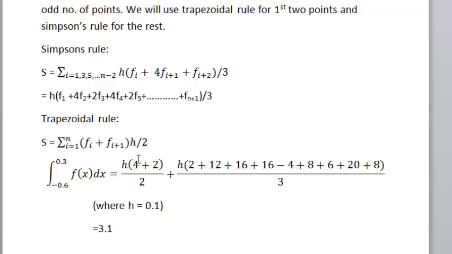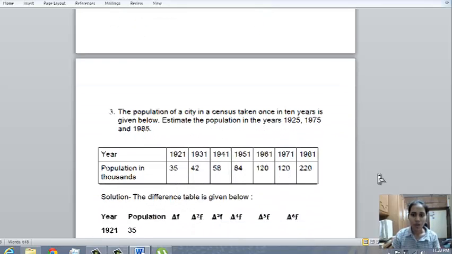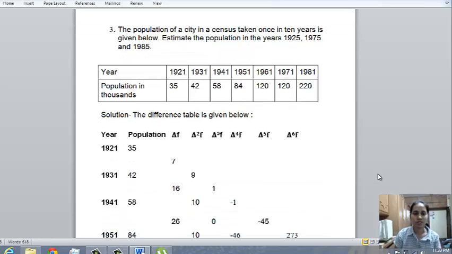is equal to h into 4 plus 2 by 2 plus h into 2 plus 12 plus 16 plus 16 minus 4 plus 8 plus 6 plus 20 plus 8 divided by 3, where we know h is equal to 0.1. So we get the final integrated value as 3.1. Now we move on to the next question.